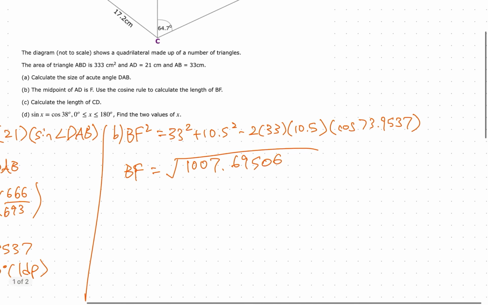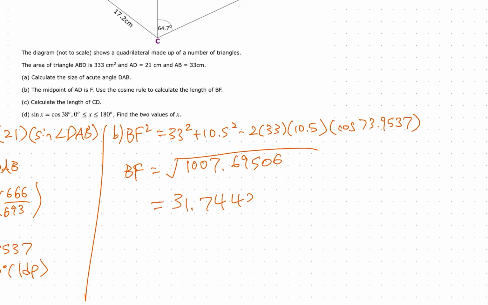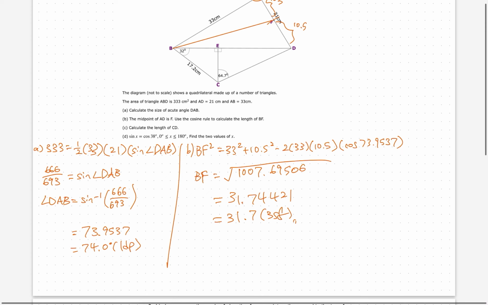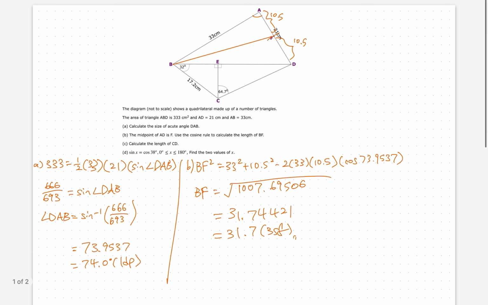So that gives us 1007.69506. Type that out on our calculator, and we'll get 31.74421, and put it to three significant figures, that's our final answer.